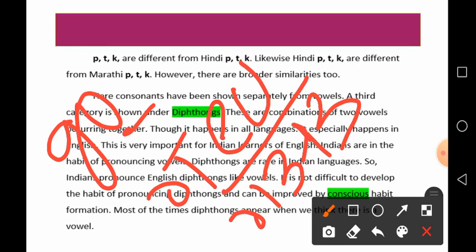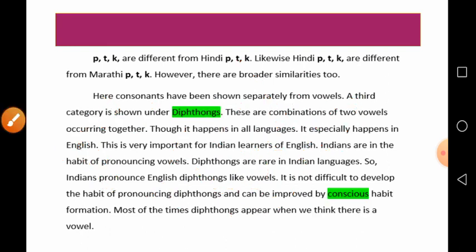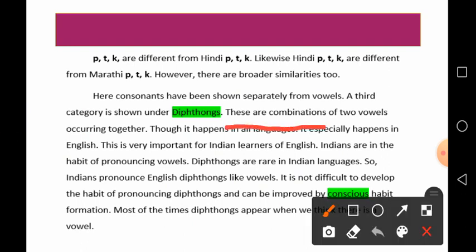So this is called gliding of a sound, from one vowel sound to another vowel sound, which is called diphthongs. So what is diphthongs? I repeat, what is diphthongs? These are combinations of two vowels occurring together.